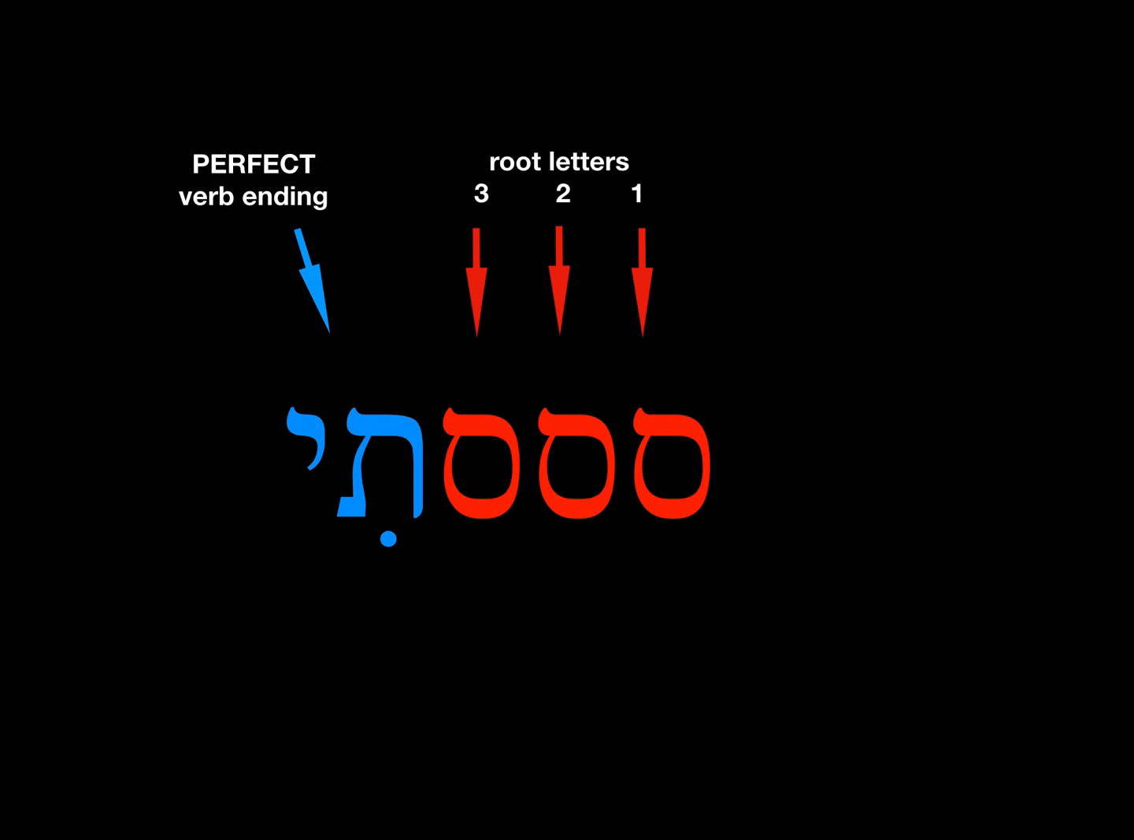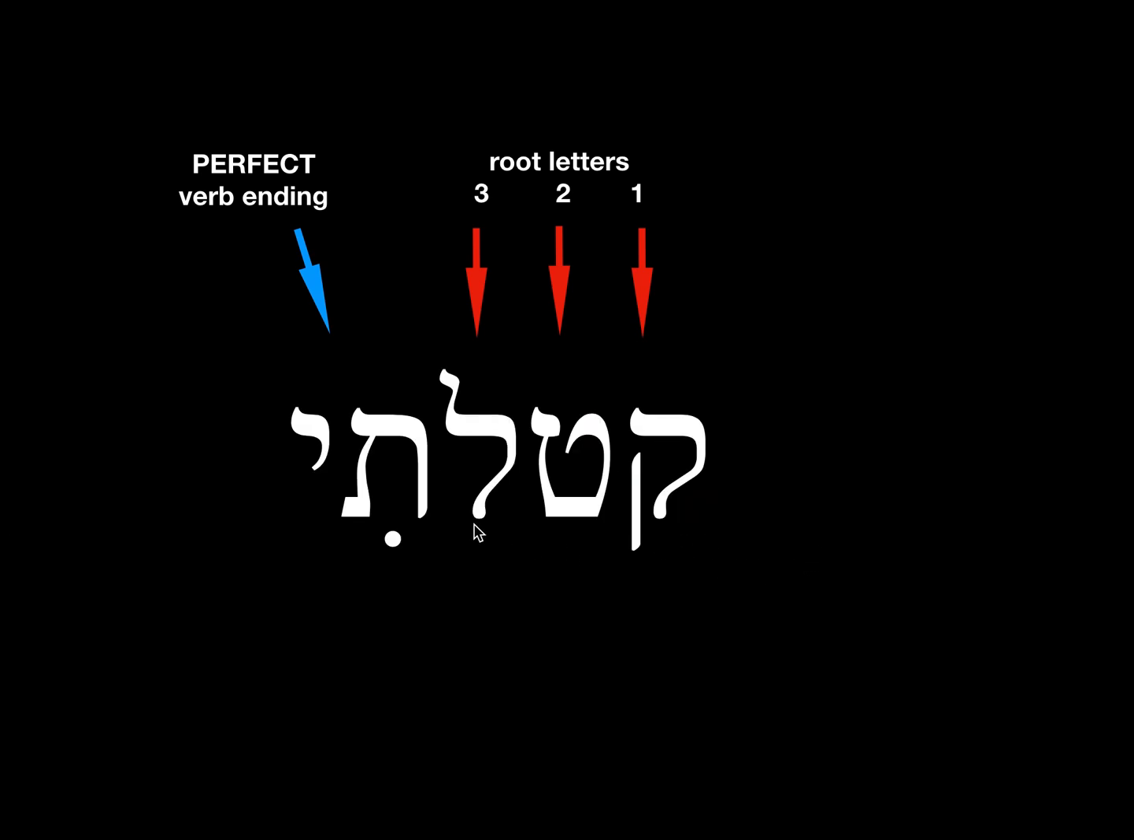So if we put it on a verb that we have, katal, then we could say katalti. Notice I didn't put any vowels right now. You just have the consonants and T at the end. So now you know it's a perfect, so it's a completed action. And T, you know it's a first common singular.